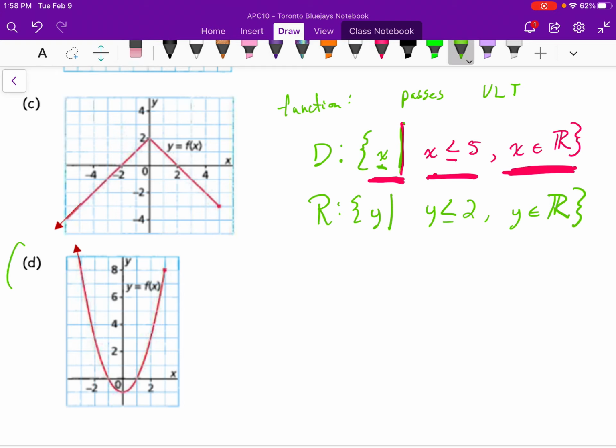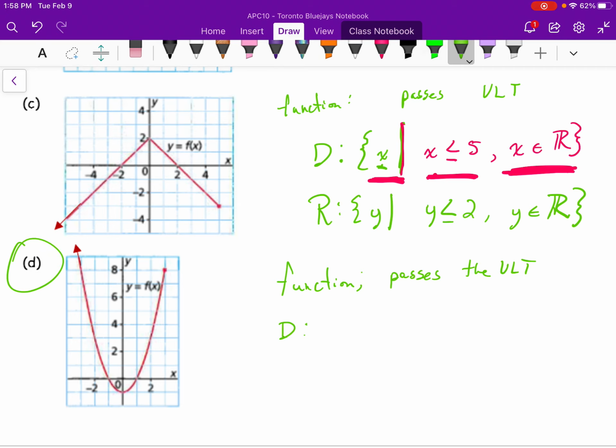D. Is D a function? Can you imagine a vertical line that passes through 2 or more points? No. So this is a function because it passes the vertical line test.